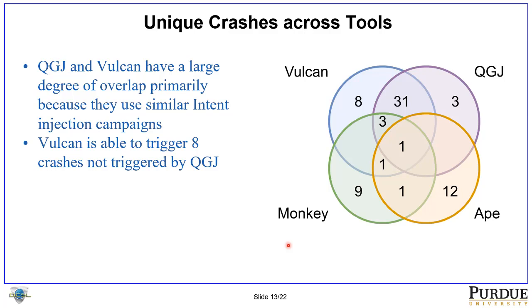Something that pops up here is the fact that Vulcan and QEA have a large overlap, and this can mainly be explained by the fact that both tools use an intent injection campaign. Neither of the other tools use intents in order to force the target application. But one of the main differences is that Vulcan uses a state-aware strategy, whereas QEA just randomly generates intents without any awareness of the state. Also, the intents generated by Vulcan are more closely related to the Android specification.